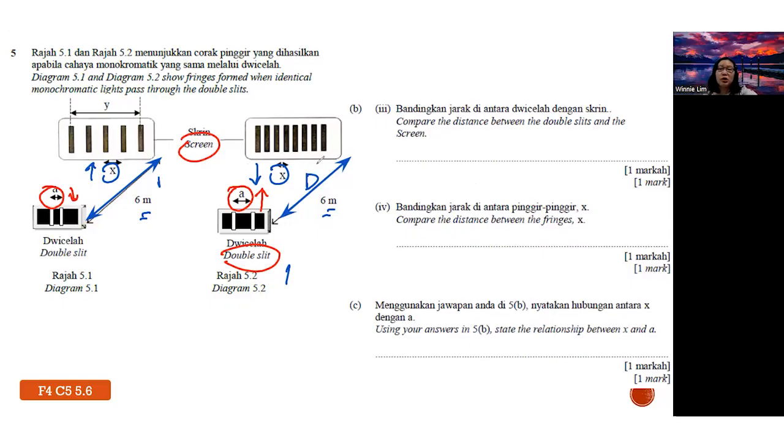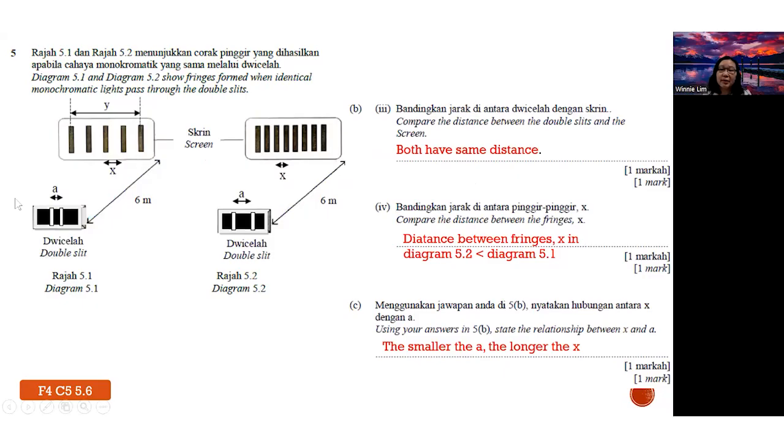So what is the relationship between X and A? When A increases, X decreases. Agree? Or you can say they are inversely proportional. So here is how you give the answer. You can also say inversely proportional, but don't just give it simply. You can say A is inversely proportional to X. Acceptable.